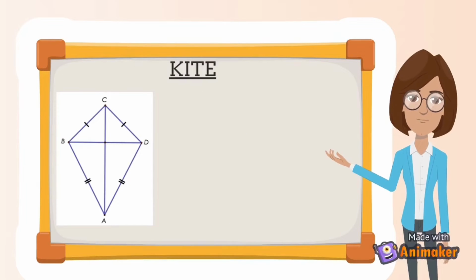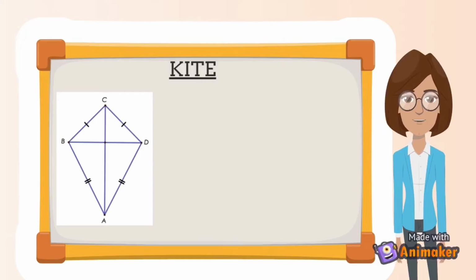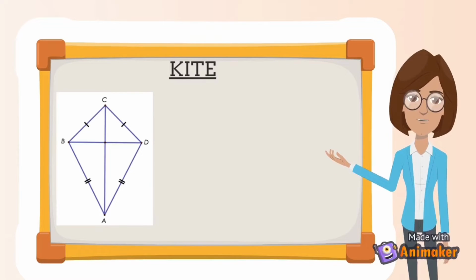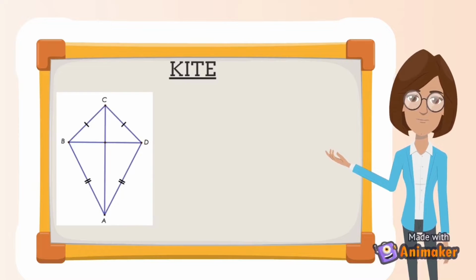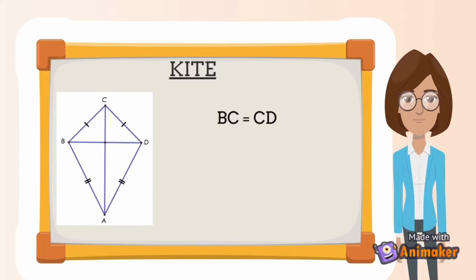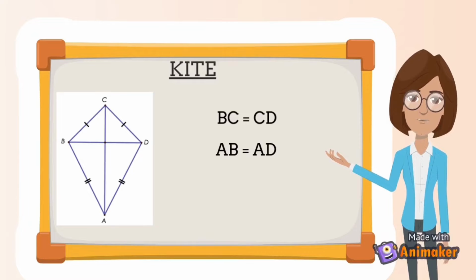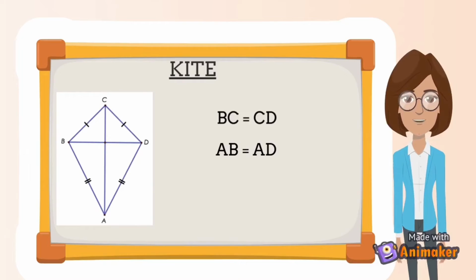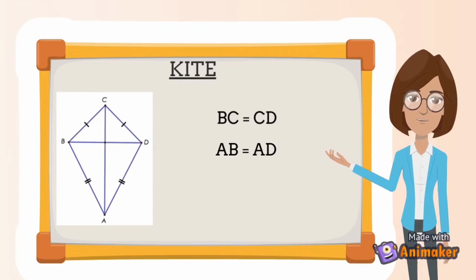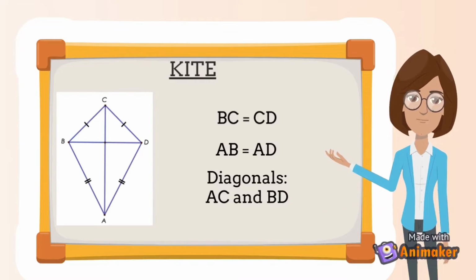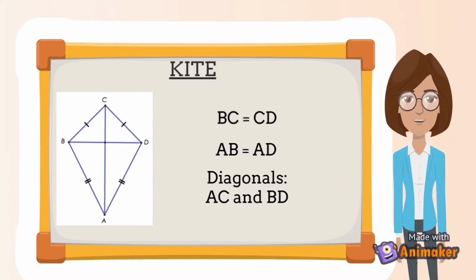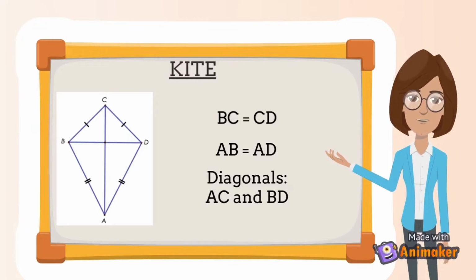The next shape is the kite. For this shape, there are a few properties that you need to know. First, it has two sets of equal sides, which are BC and CD, and also AB and AD. From this shape, there are also two diagonals, which from the diagram are AC and BD. The diagonals will be used to find the area of this kite.